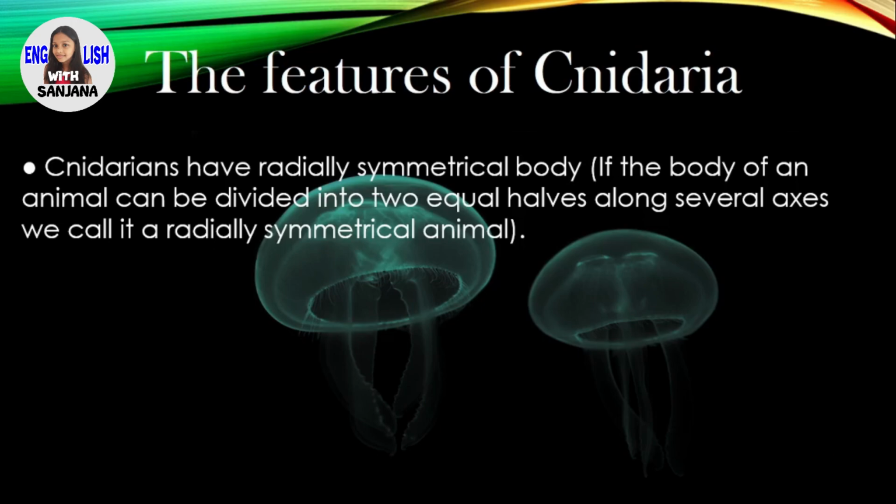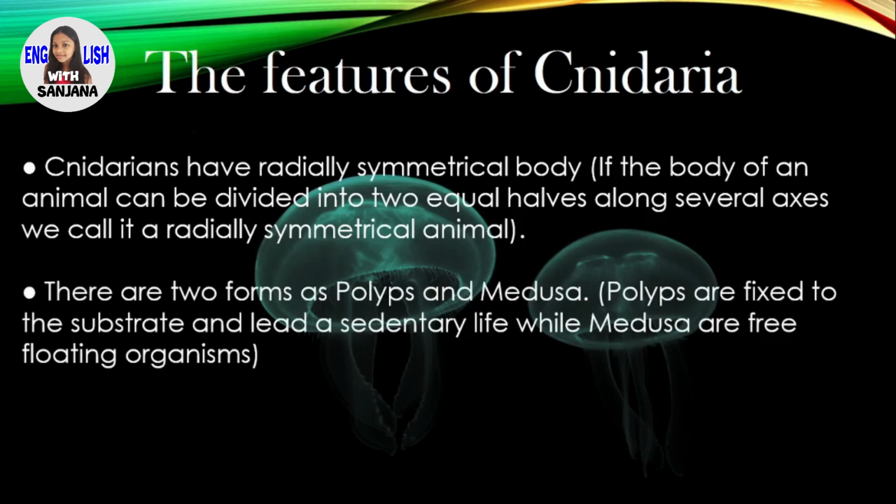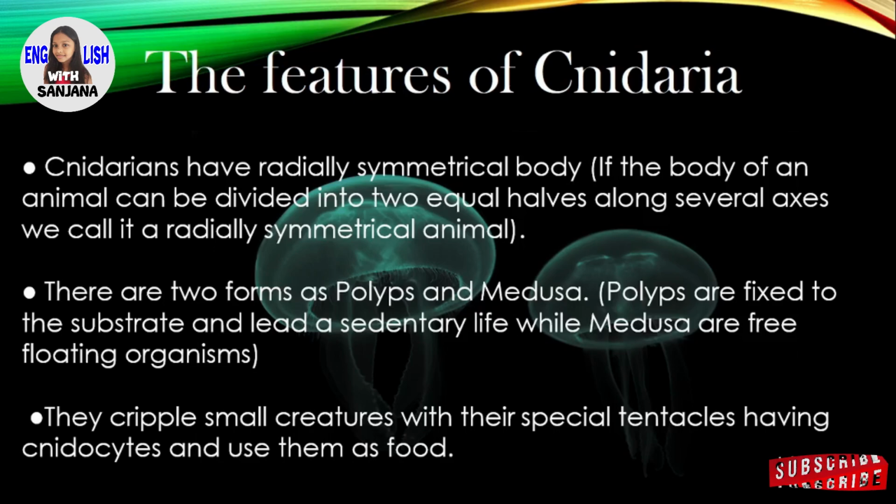Cnidarians have radial symmetrical body. It means if a body of an animal can be divided into two equal halves along several axes, we call it a radial symmetrical animal. And also friends, there are two forms as polyps and medusa. Polyps are fixed to the substrate and lead a sedentary life, while medusa are free-floating organisms. And the last feature of Cnidaria is they cripple small creatures with their special tentacles having cnidocytes and use them as food.